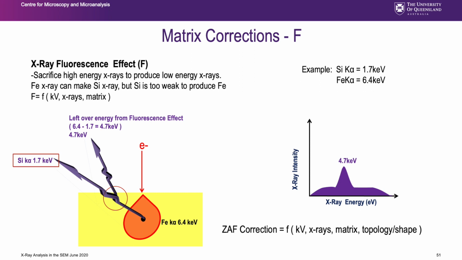So that iron K-alpha turns into a silicon K-alpha. But we have leftover energy. What do we do with that leftover energy? We do mathematics. We produce a second X-ray photon, which has the energy of 6.4 minus 1.7, a 4.7 keV X-ray. These are fluorescence effects.